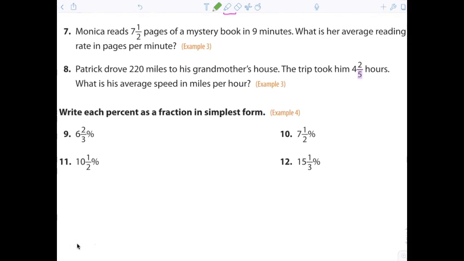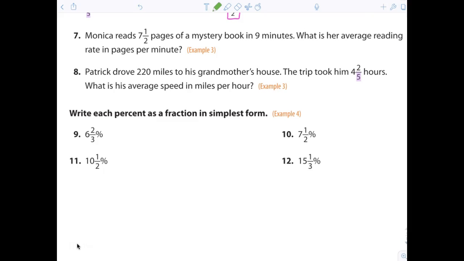Now let's read the word problem. Number 7. Monica reads 7 1/2 pages in 9 minutes. So how much does she read per minute? All right. Now, hold on a minute. So how many pages does she read per minute? I'm going to let Bradley tell me how to do that. That is exactly correct, guys.